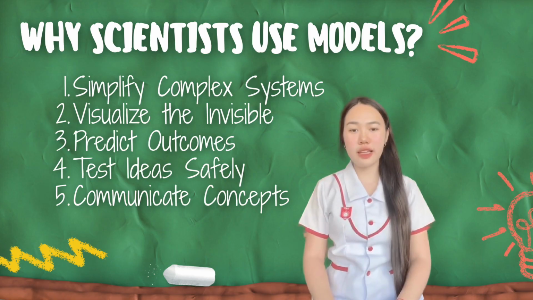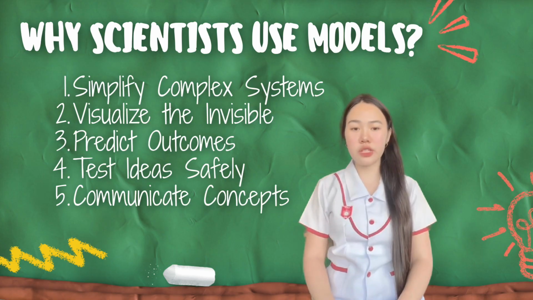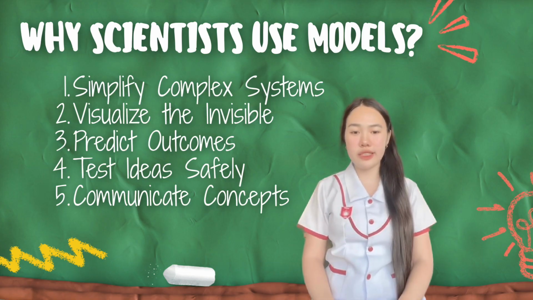Fourth is to test ideas safely. Models allow experimentation without the risk of harming people, animals, or the environment. For example, a model volcano can show how an eruption works without real danger. And lastly, to communicate concepts. Models help explain scientific ideas clearly to other scientists, students, or to the public. A diagram, 3D model, or simulation can make abstract concepts easier to understand.